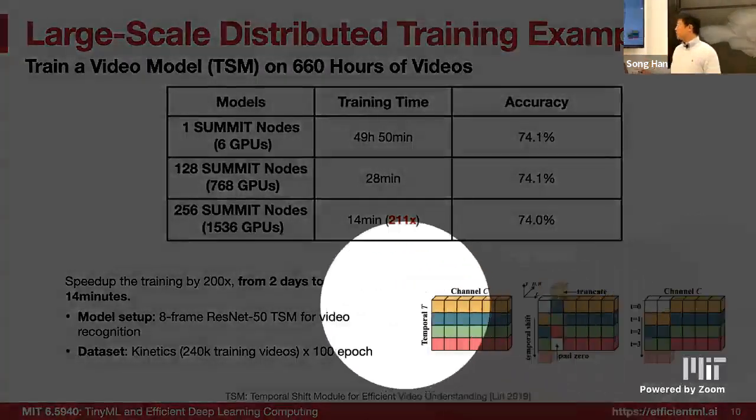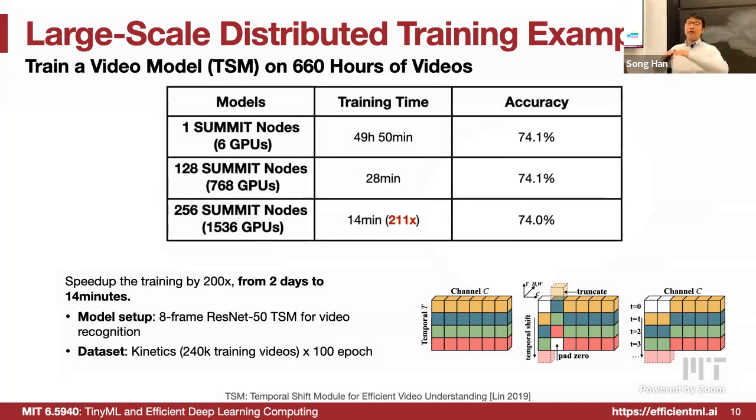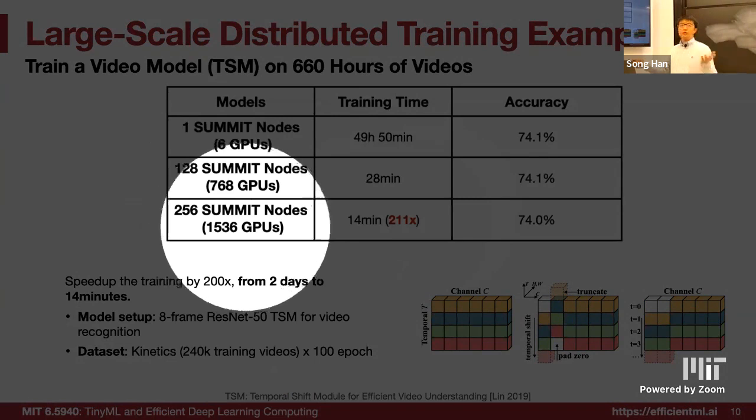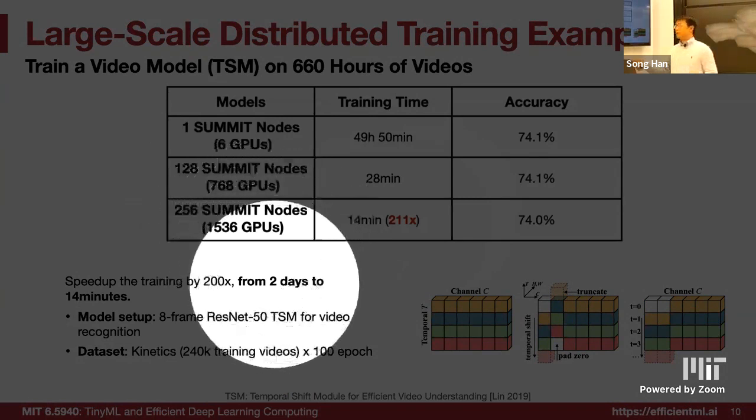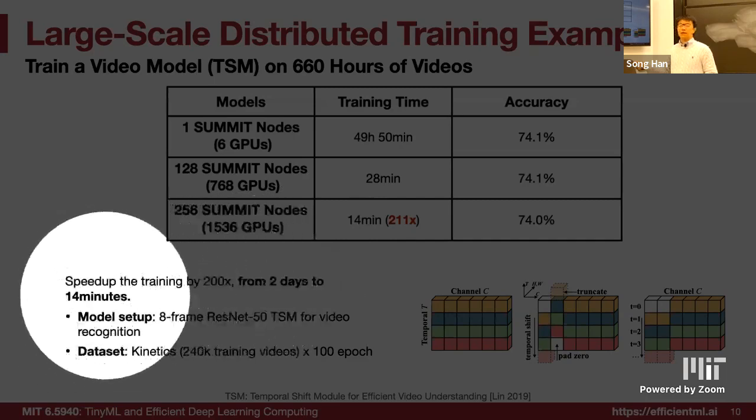We've talked about the temporal shift module, which shifts the channels across different frames to enable temporal modeling, a good replacement for 3D convolution that is much more computationally efficient. This just shows that by utilizing more GPUs, by buying more GPUs, we can shorten the design cycle from 2 days to 14 minutes.